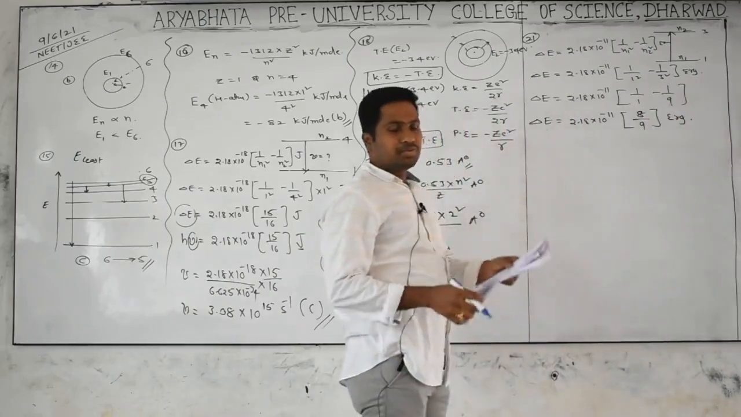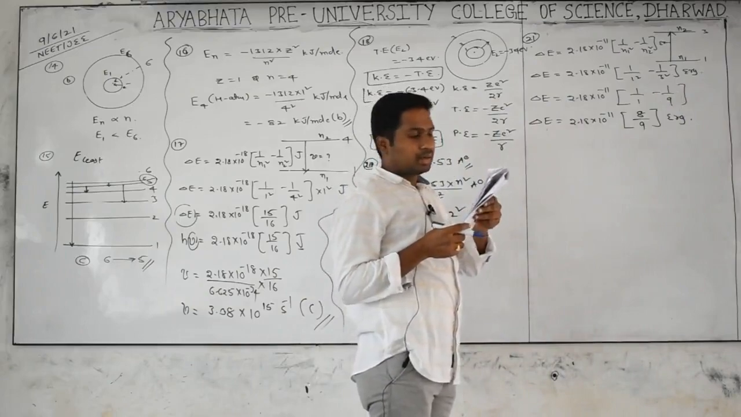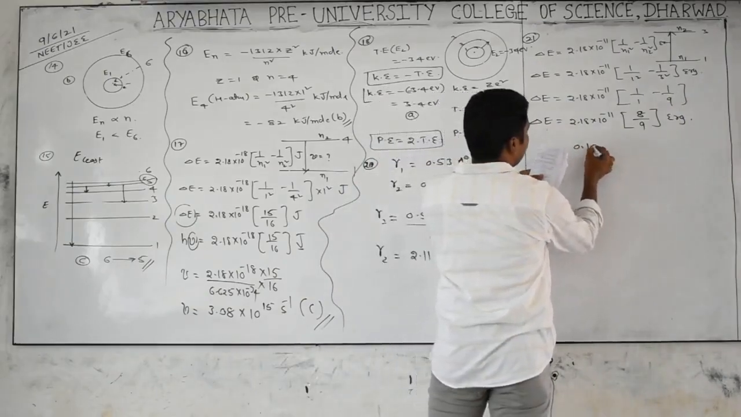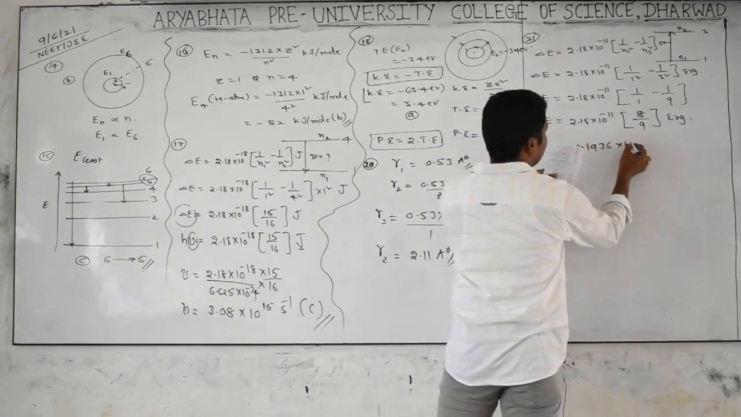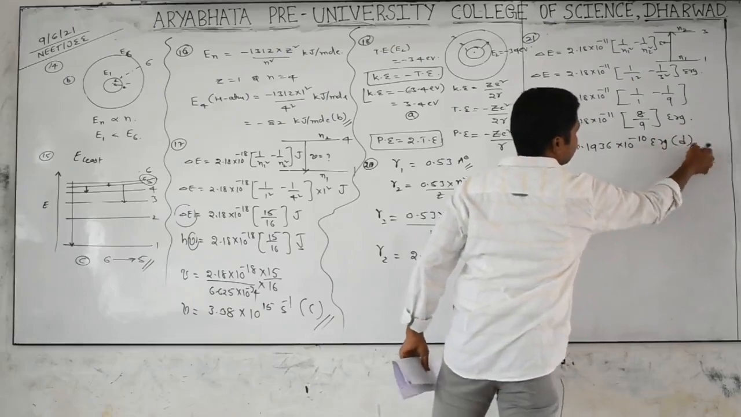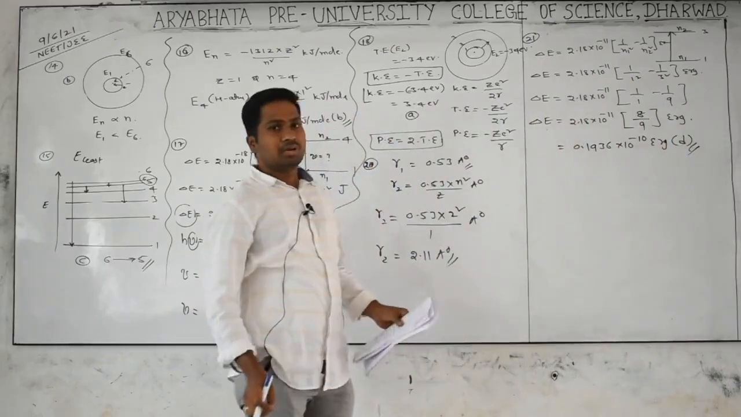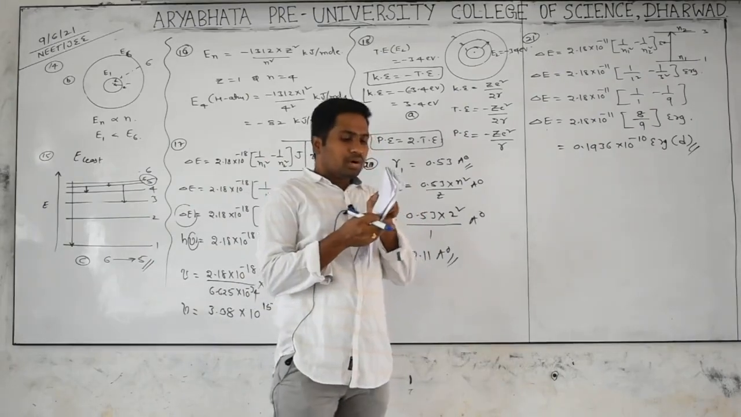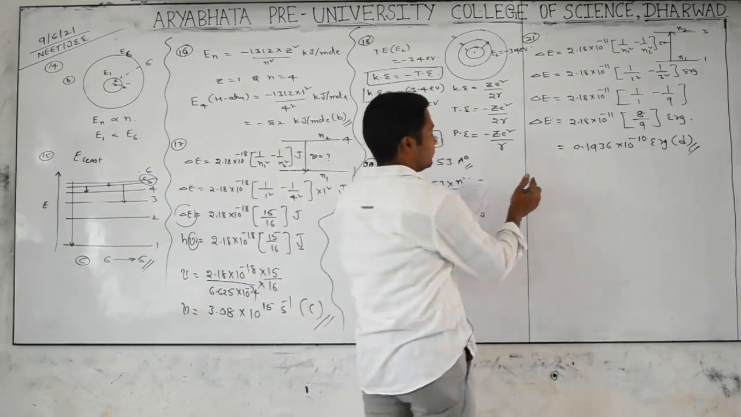Doing the simplification, we get the answer, which you may find as the fourth option: 0.1936 into 10 to the power of minus 10 ergs. Option D is correct. Check it. Question number 21 is done.